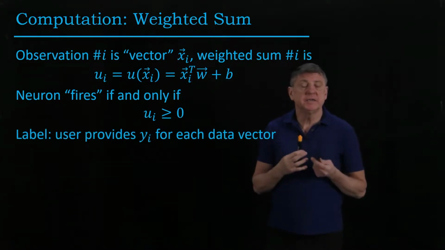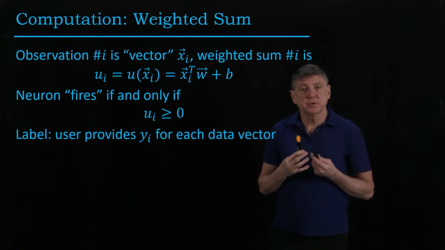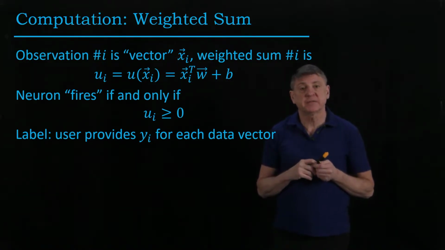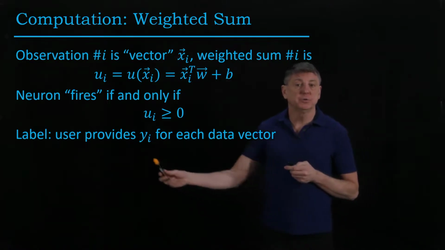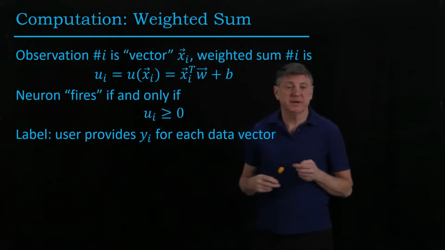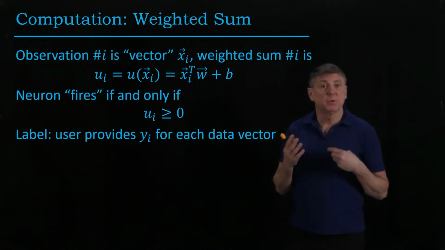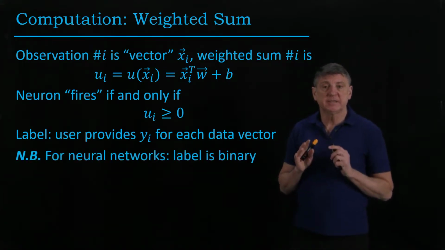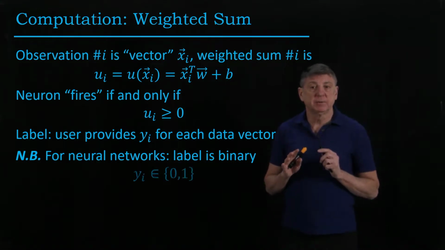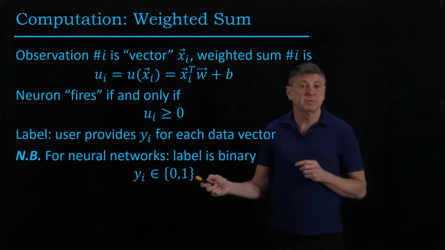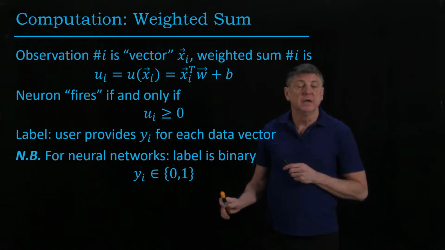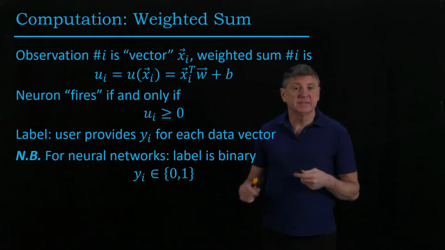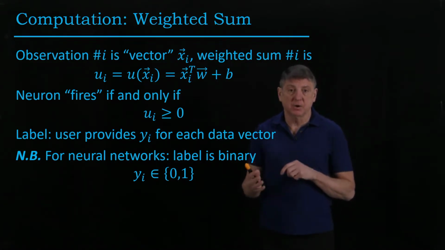In addition, since we'll usually be looking at artificial neural networks in the context of a binary classification problem, we want the user to provide us with a label for each vector. And if it's binary, we want there to be 2 labels. An important detail is that in neural networks, this label is binary, and it's usually referred to as 0 and 1. So you can think of this as being in a class and not in a class.